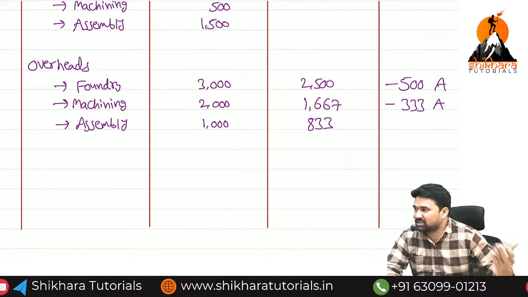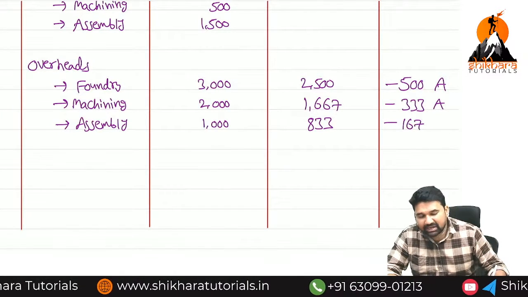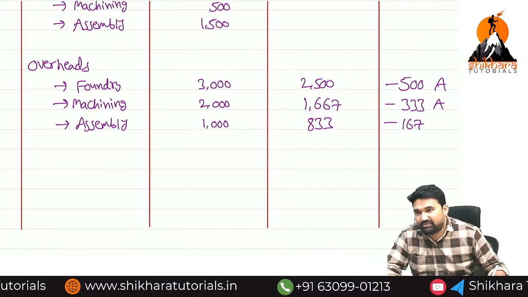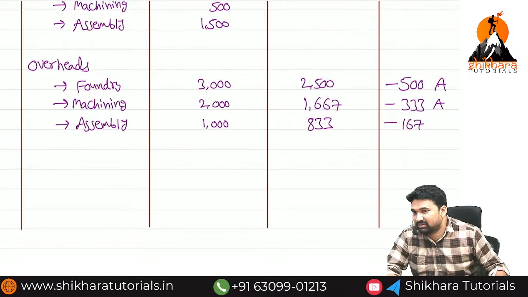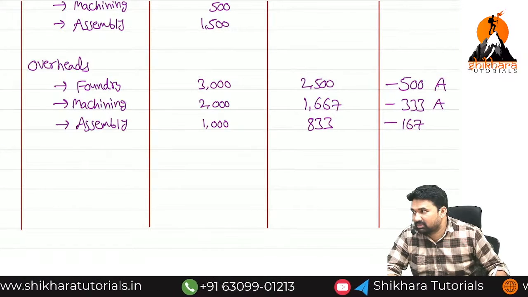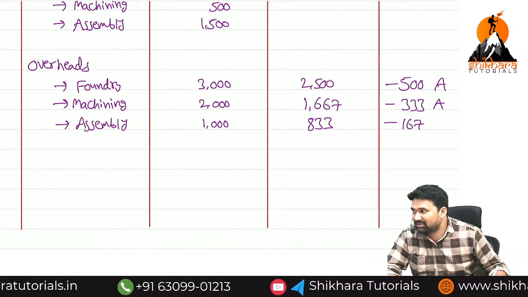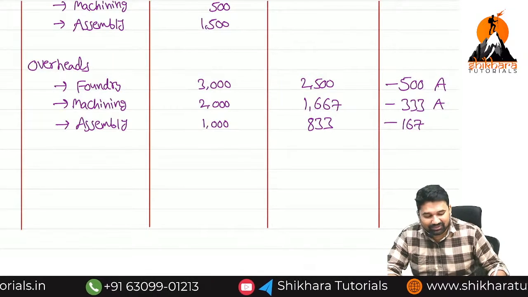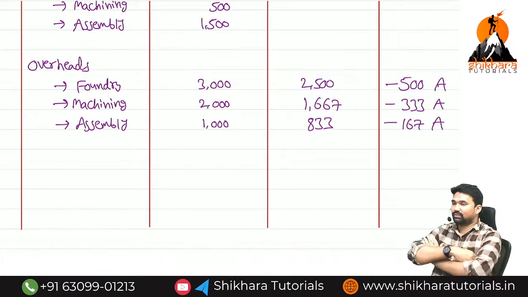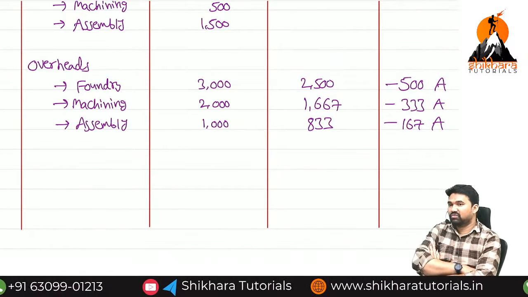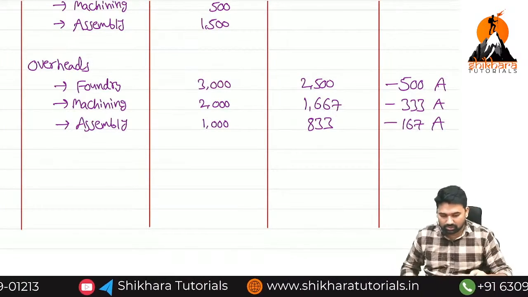That means again crossed. That means again negative. How much negative? 167. Negative means A. A for adverse situation. Adverse means negative. Favorable means kind of a profitable situation. Okay, so next one.